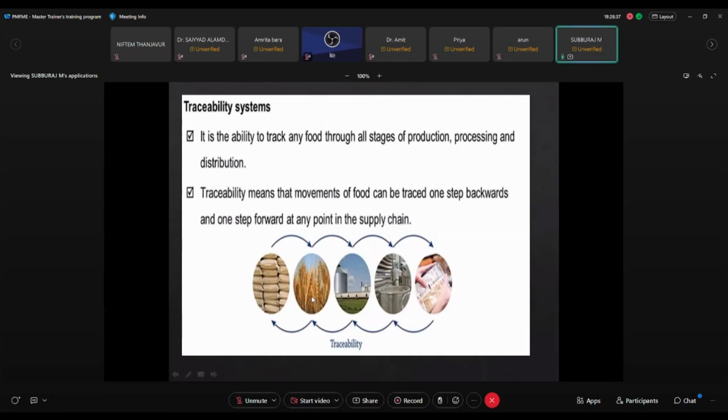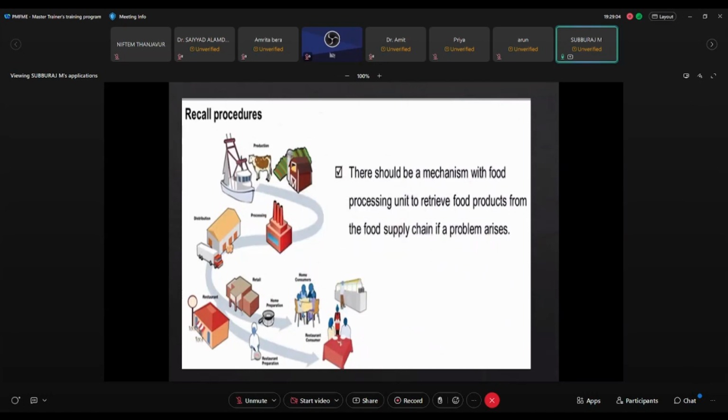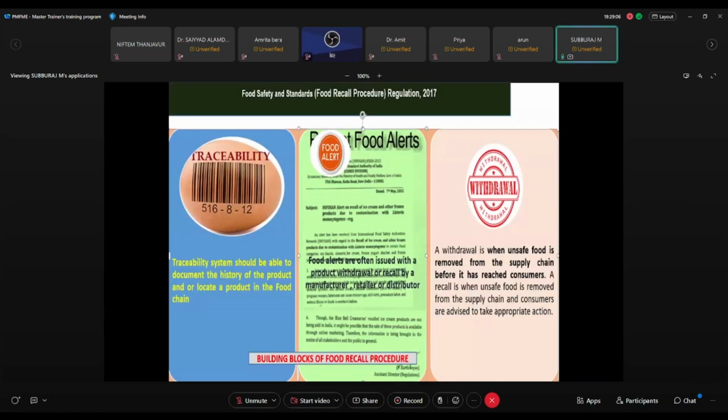We have the experience of Nestle. Recently they recalled one milk product. So for an effective recall, traceability plays a very important role. Traceability means tracing from the farm to the consumer level. The next slide may show that clearly. I already told about the recall procedures. The recall procedure is a very important process.